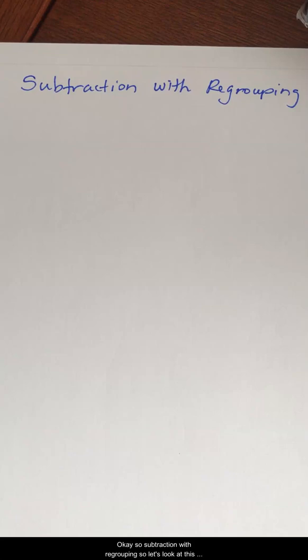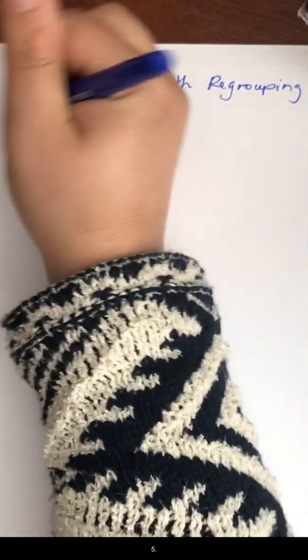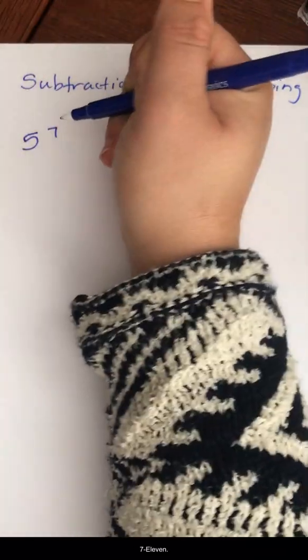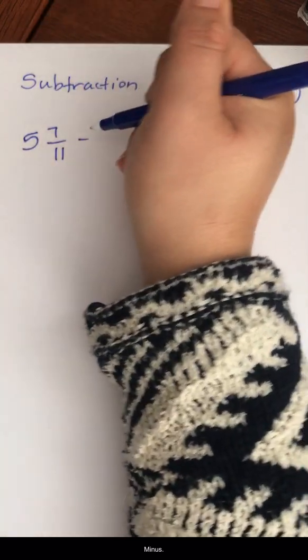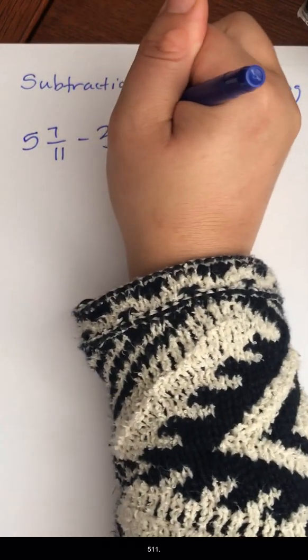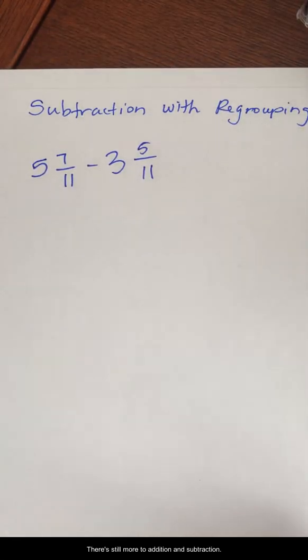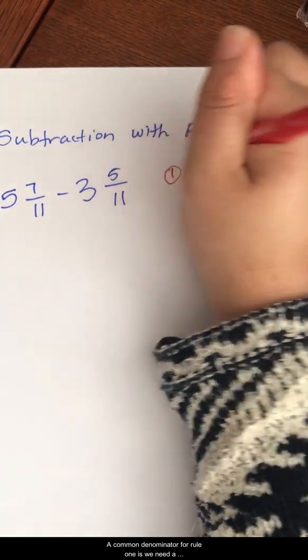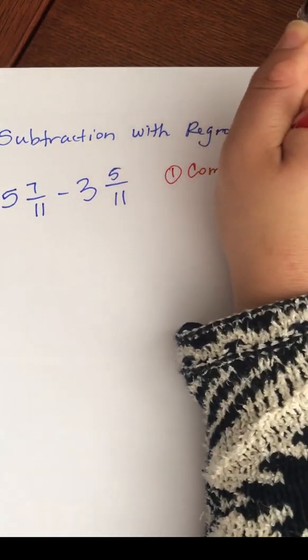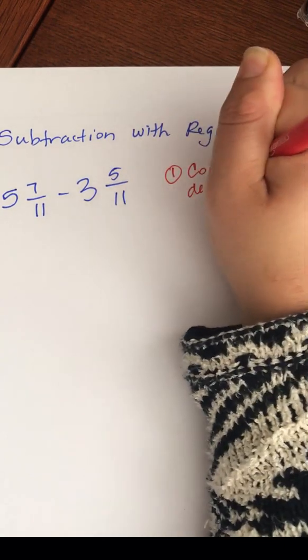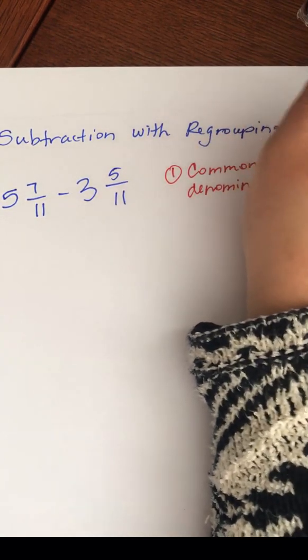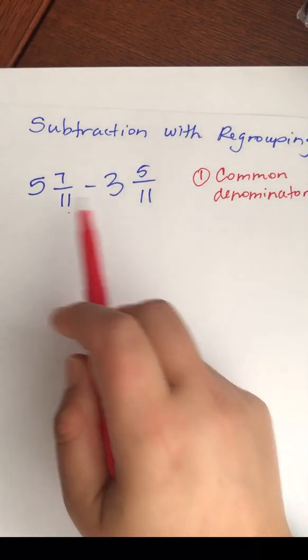Okay, so subtraction with regrouping. So let's look at this first example here. We have 5 7/11ths minus 3 5/11ths. So very similar to addition and subtraction, our first rule is we need a common denominator. So our rule 1 is we need a common denominator. Which we have, okay?